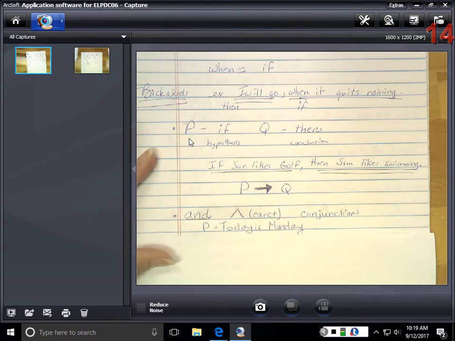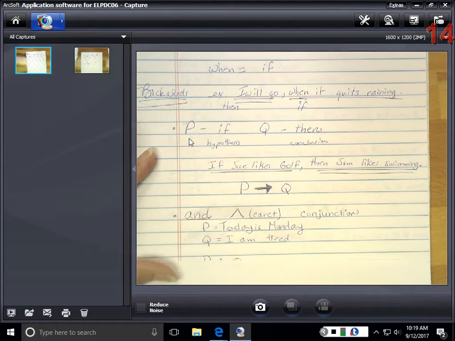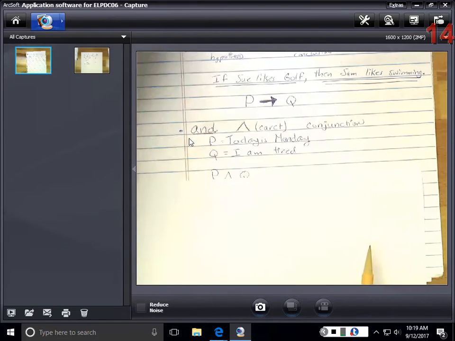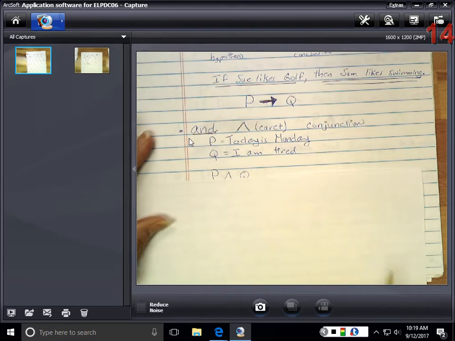Now here's a sentence we're going to write down. P, today is Monday. Q, I am tired. Remember, the P is the if, the Q is the then. Okay, we're going to write the P and Q. So I'm going to put today is Monday. What does that stand for? And I am tired. Okay, so that would be your sentence: Today is Monday, and I am tired. And you may have to go back and watch this again to get it.